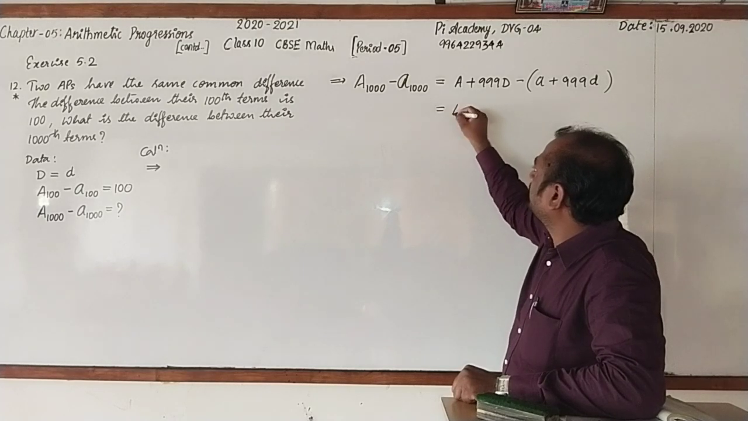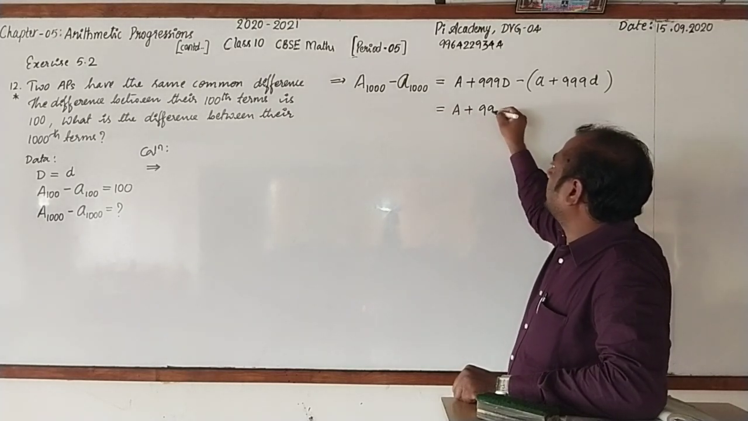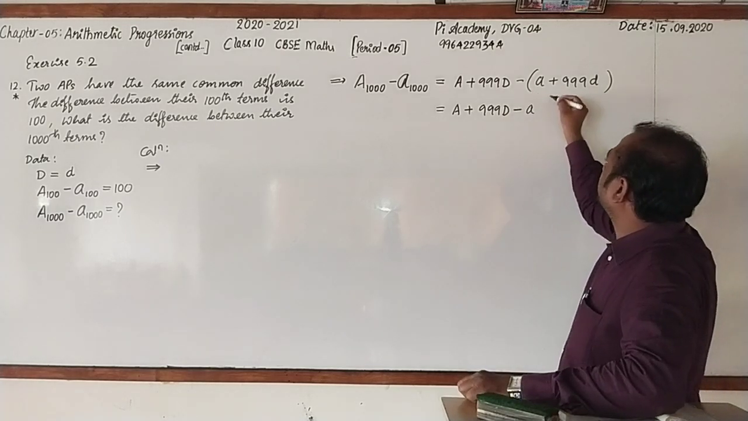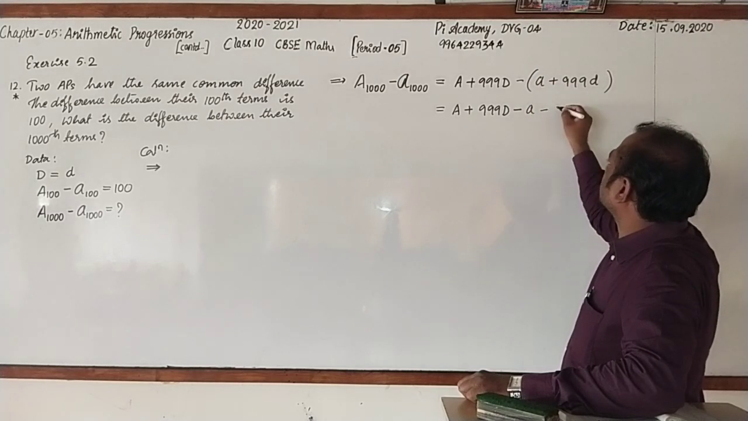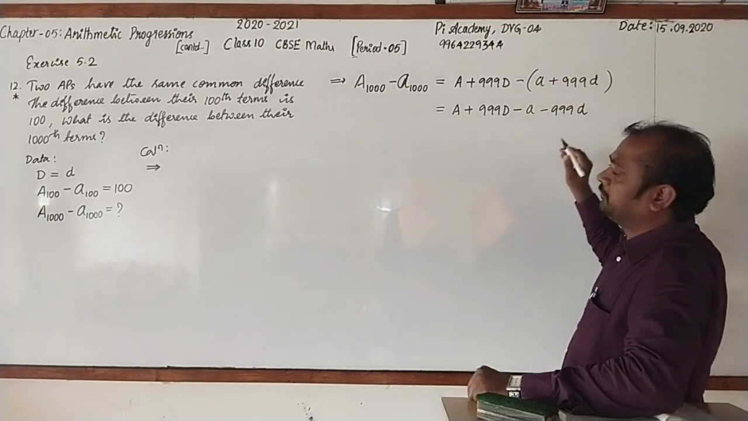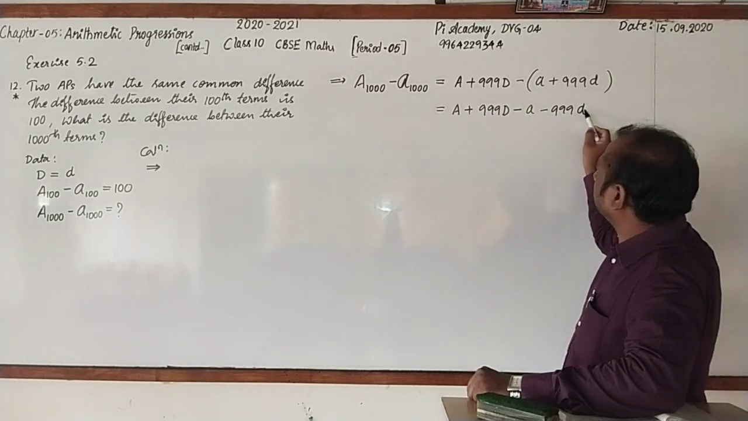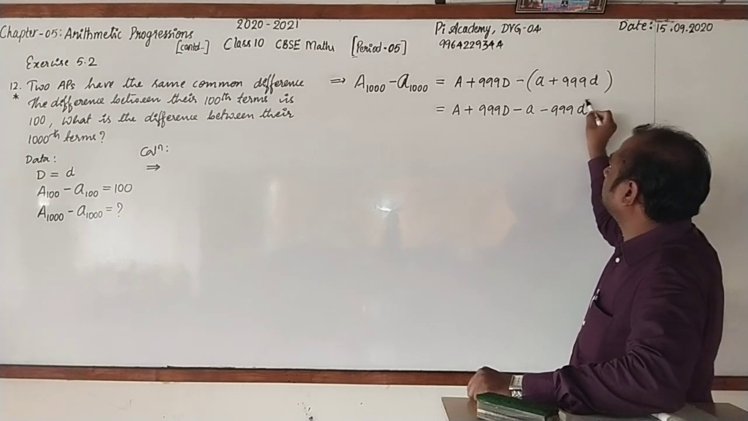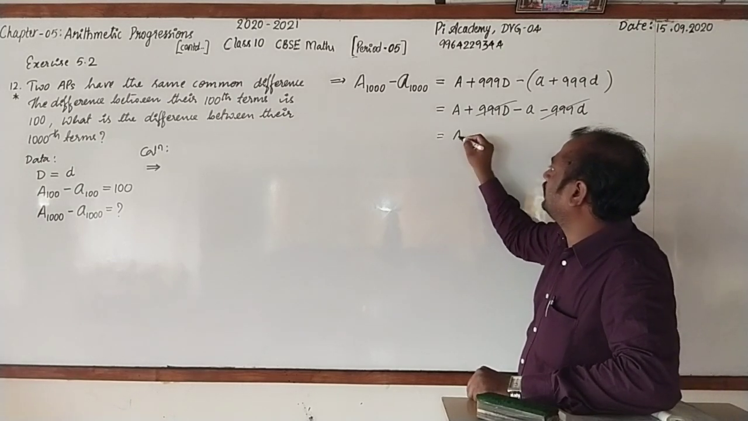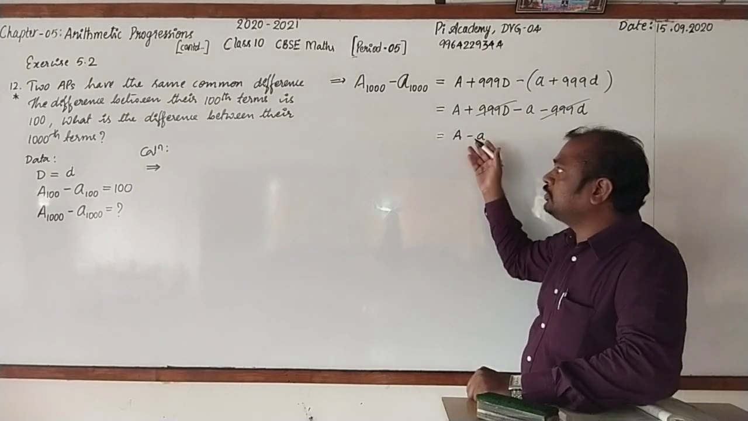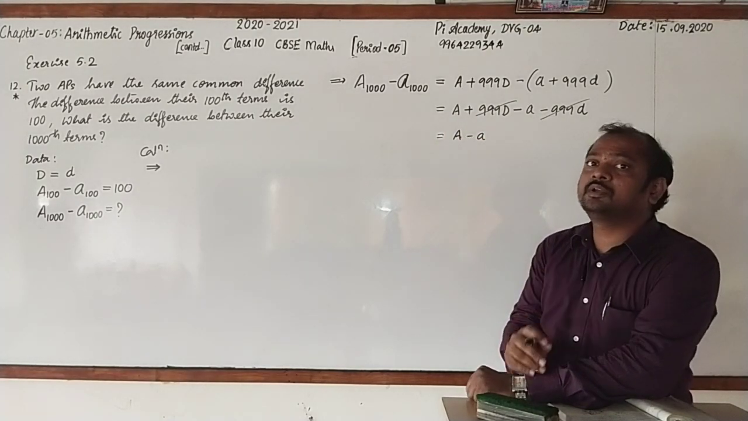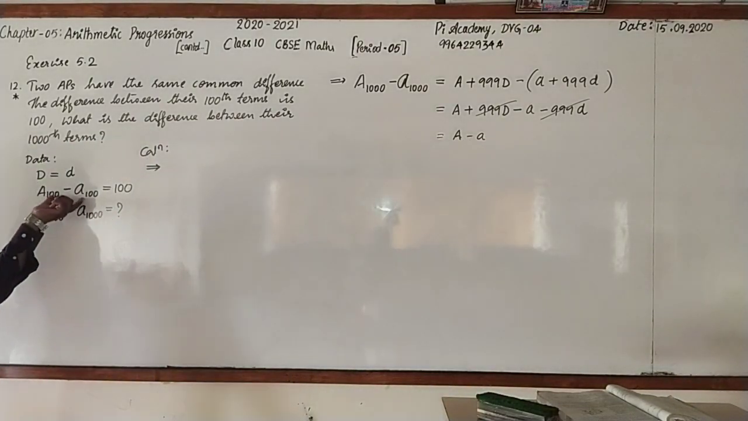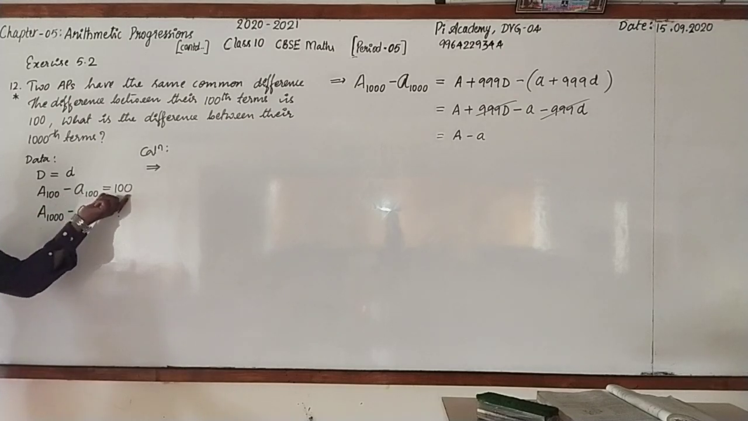It is equal to A plus 999D as it is, multiplied with minus sign: minus a, minus into plus, minus 999d. We all know that small d and capital D are same. Here 999D minus 999D get cancelled. It is equal to A minus a. And do you say that it is the difference? We want the value. So that is why I go for using the difference between 100th terms because it has been given.